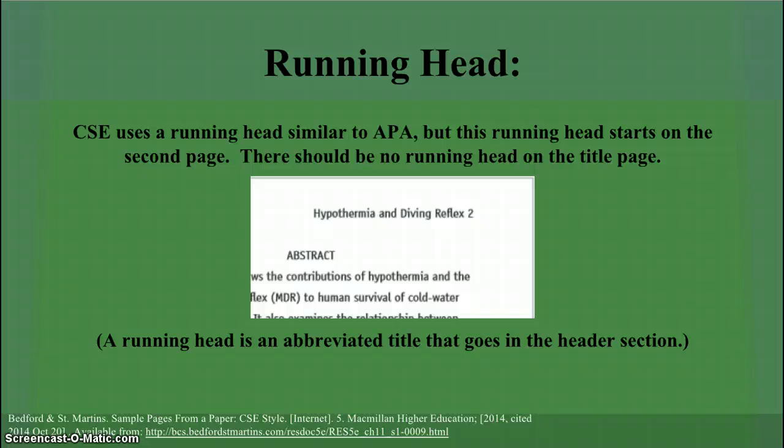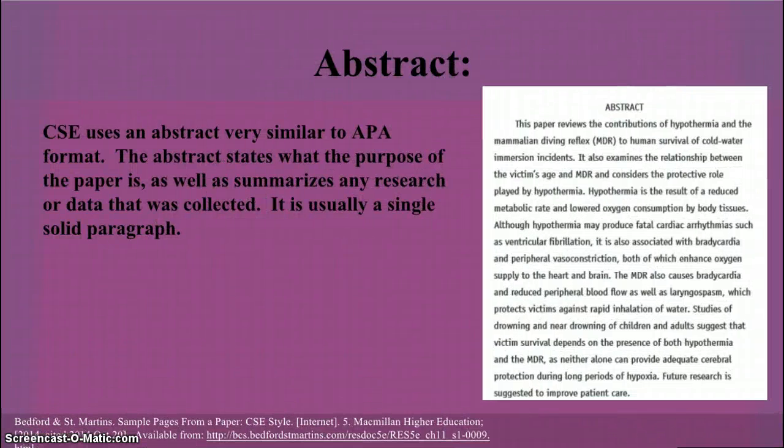CSE also uses a running head, which is similar to APA, but this running head starts on the second page. There should be no running head on the title page. A running head is an abbreviated title that goes in the header section. CSE uses an abstract that is very similar to APA format. The abstract states what the purpose of the paper is, as well as summarizes any research or data that was collected. It is usually a single solid paragraph.